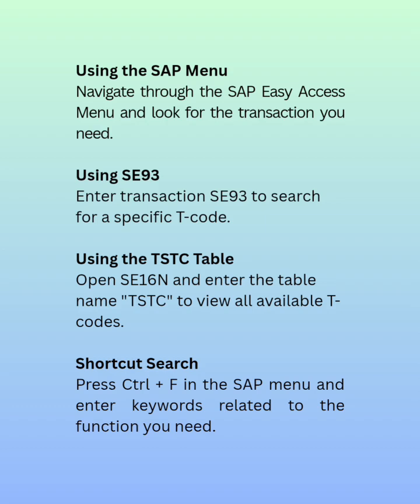Another method is if you don't know the details but you have an idea of what module the T-code could be, you can use the TSTC table to find out the relevant T-code you are looking for. Using Ctrl F in the SAP menu is also another option if you have an idea about the text that could be there in the T-code description.